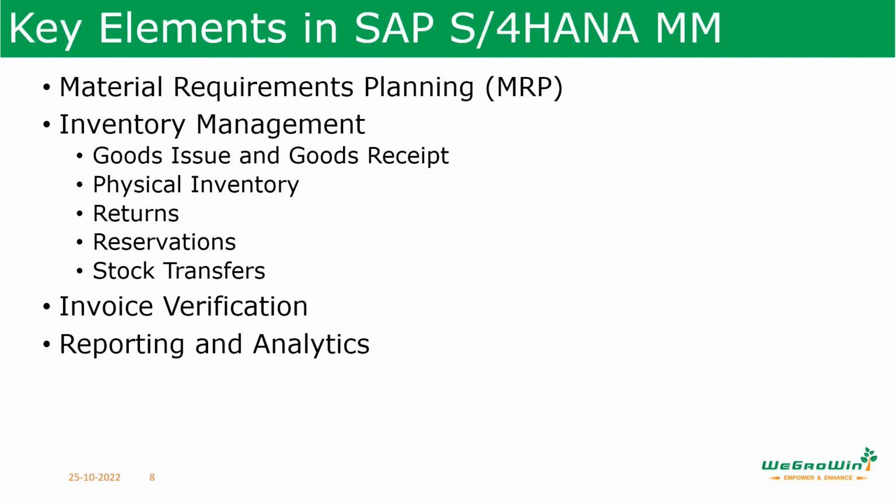Continuing the key elements of processes in S/4HANA MM. Next is the material requirements planning, MRP, and then inventory management, which contains goods issue and goods receipt, physical inventory, goods returns, reservations, and stock transfers, and then invoice verification and reports and analytics. So we saw the master data required and also the different processes involved. In the processes, we also saw the different types of special procurement.